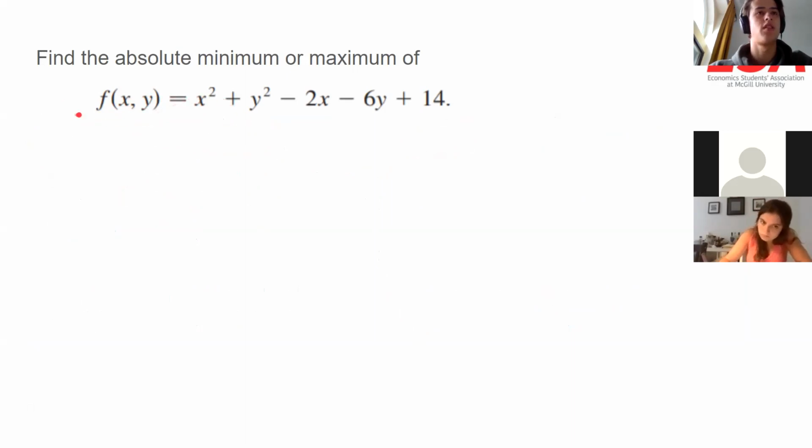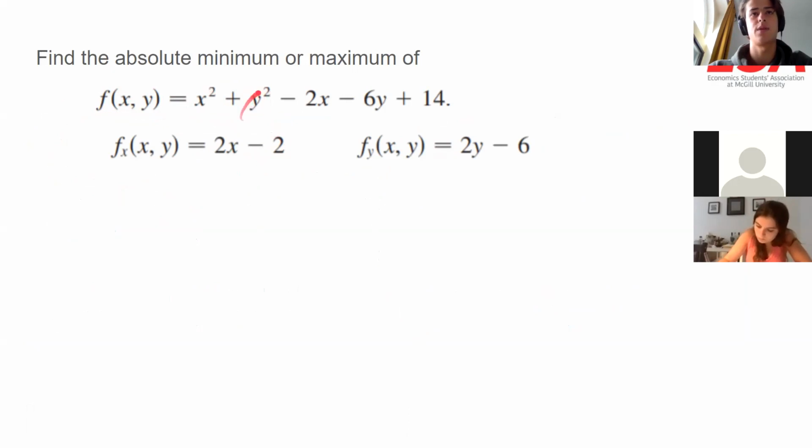The way we'll approach this, as I said, is by taking a partial derivative. We'll first take a partial derivative with respect to x, which ends up being 2x. We ignore this because we treat it as a constant, minus 2. Ignore this because those are constants again. Same thing with y, 2y minus 6. We ignore the rest because we treat them as constants.